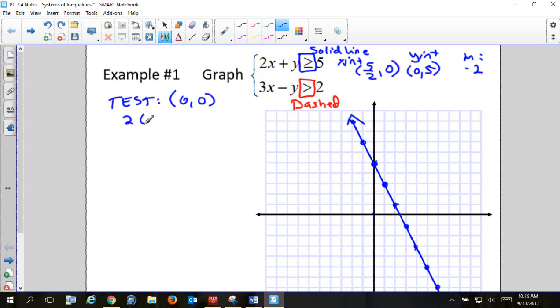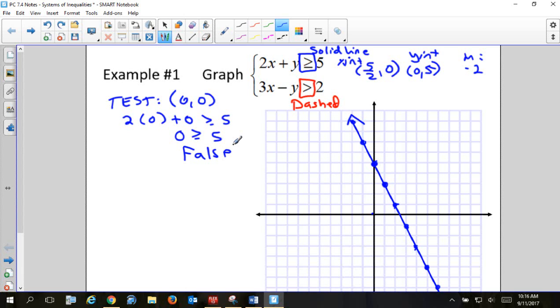So we'll test 2 times 0 plus 0 greater than or equal to 5. So 0 is greater than or equal to 5. And then is that true or false? That is false. That means that 0, 0 is not a solution. That means anything on the side that has 0, 0 is not a solution.